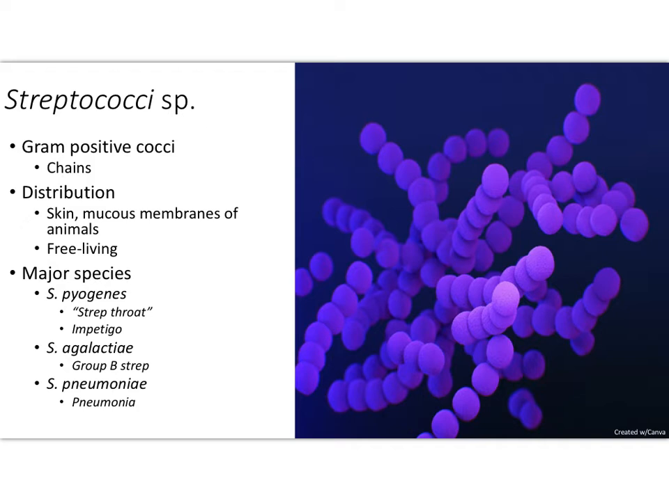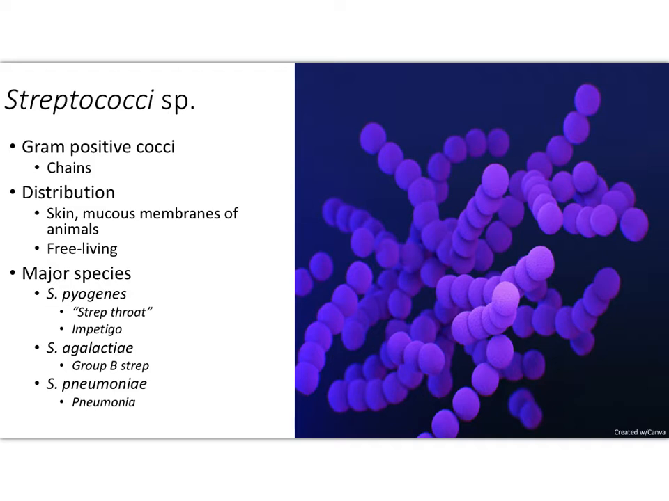There are 3 major species that are important to humans. The first one is Strep pyogenes, which causes strep throat and impetigo and can cause sometimes fatal infections. The next one is Strep agalactiae, which is also just more commonly called group B strep. This one is significant, but usually only very significant when we're talking about pregnant women about to give birth. So I'll come back to that in a second.